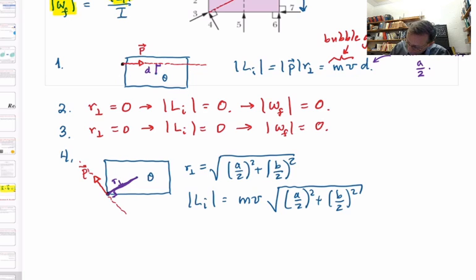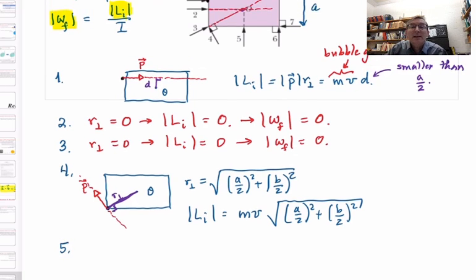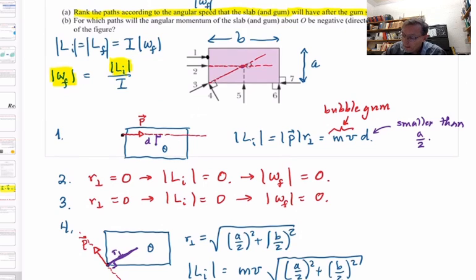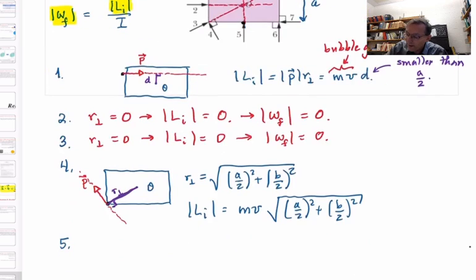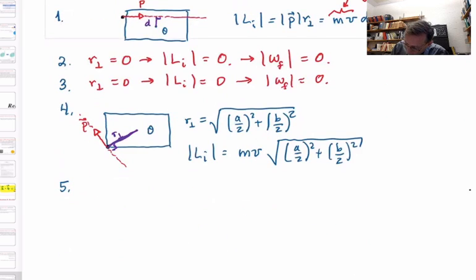Now let's do 5. Look at arrow 5. That's the momentum. There's the bubble gum. Just as it strikes, arrow 5 is the direction of the linear momentum. There's the line of action. It passes through O, so it has no moment arm. So it has no angular momentum. So R perp equals 0. So the magnitude of L initial equals 0. So the magnitude of omega final equals 0. No rotation.